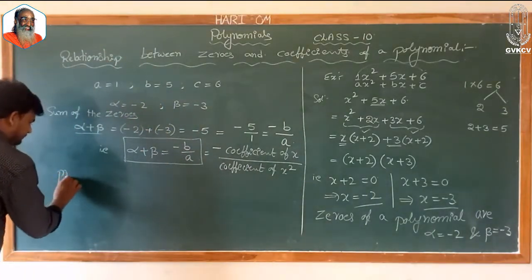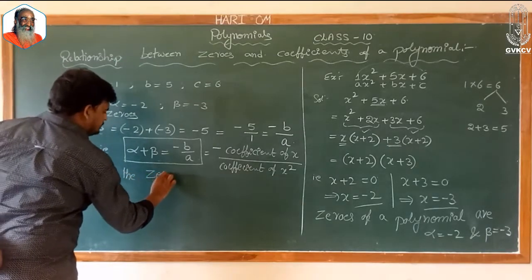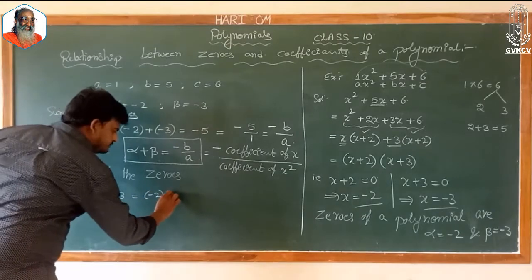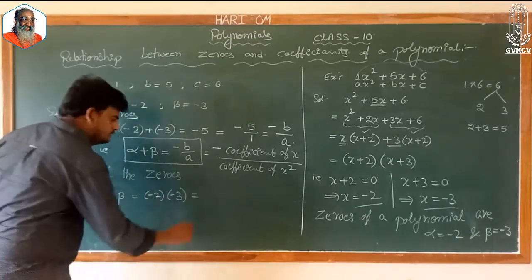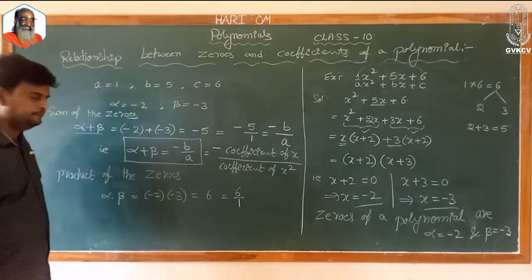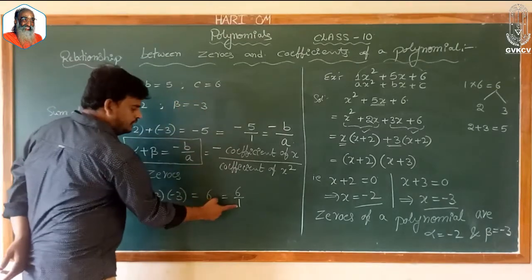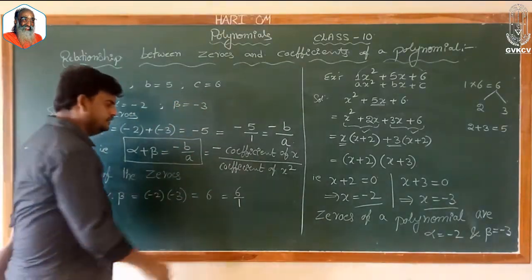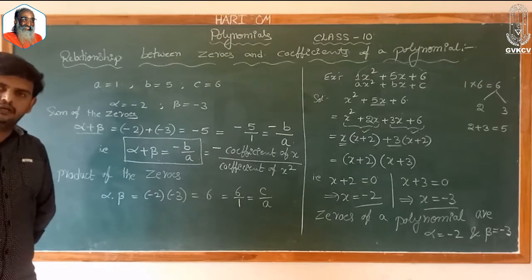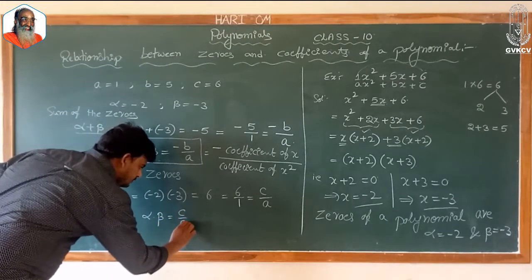Next we have another one, the product of the zeros. Product of the zeros means alpha into beta. The value of alpha is minus 2, the value of beta is minus 3. So what I have is 6. 6 can be written as 6 by 1. 6 is nothing but the value of c, and 1 is nothing but the value of a. So finally, 6 by 1 I can write as c by a. So I have a formula: alpha into beta is equal to c by a.